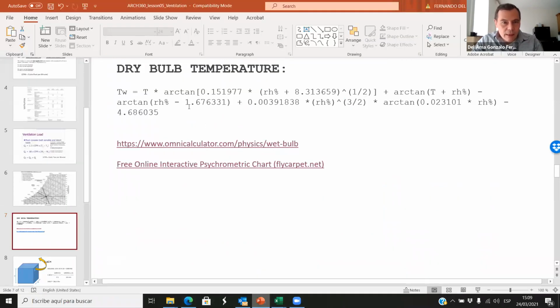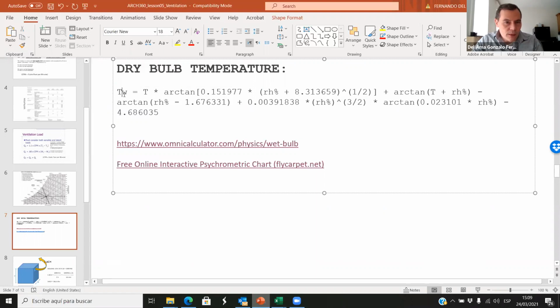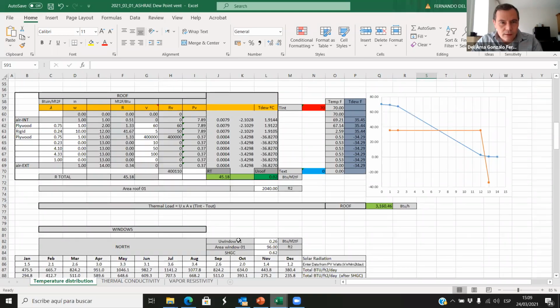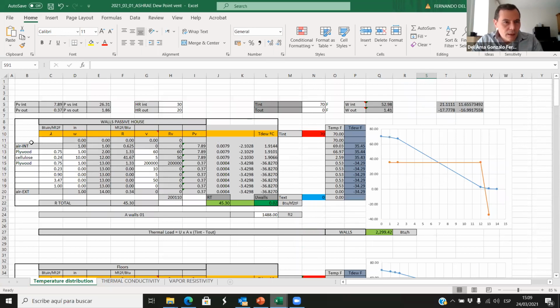Equations are pretty complicated. So this is the way we can calculate the wet bulb temperature if we are working with the dry bulb temperature and the relative humidity. Okay, so we have this formula, this long formula. And well, it took me some time, but this is what I have done here in this Excel file, sorry.